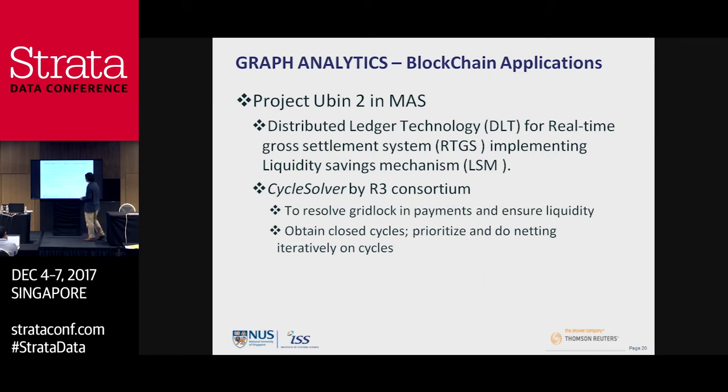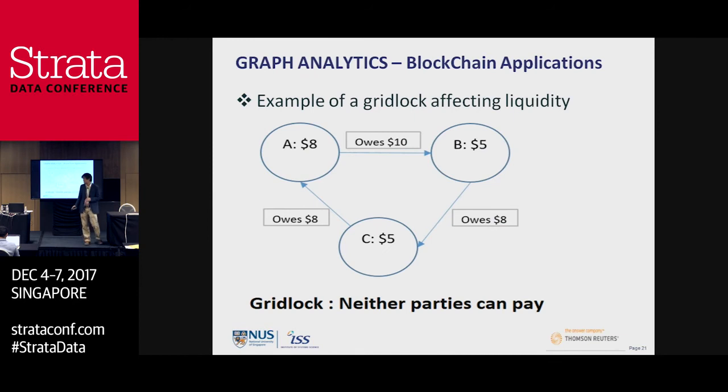Okay, so a major pain point in this particular network of banks and the loans is gridlock. Okay, what are gridlocks? A gridlock means to say that, let's say it's a very simple example here. The banks themselves, they have sufficient funds.